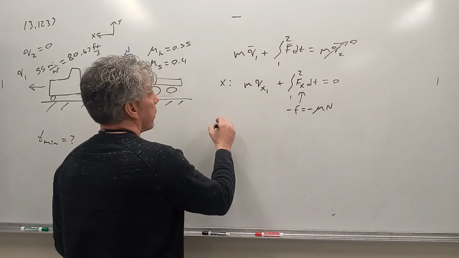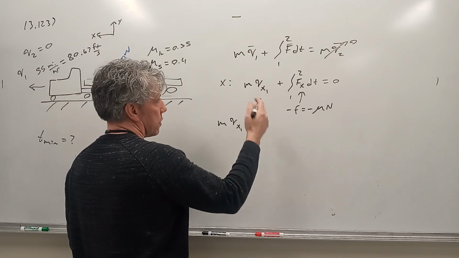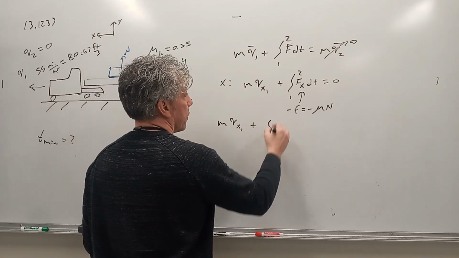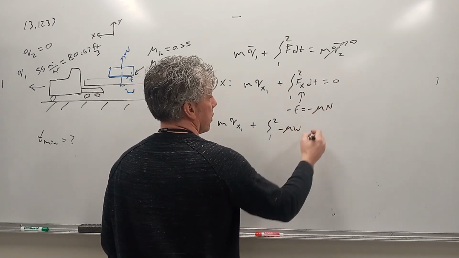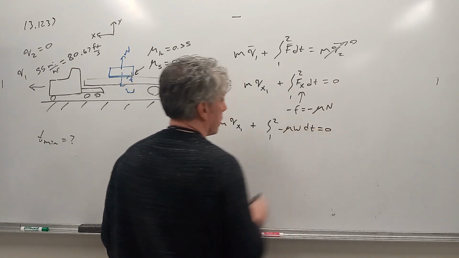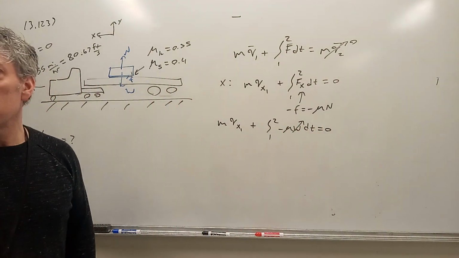So we'll write m v_x in first state plus the integral from state 1 to 2 of negative mu N, but N is just weight, W, dt equals 0. But weight, what is weight? It's mg, isn't it?